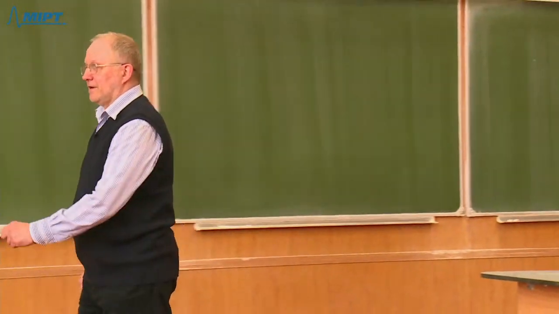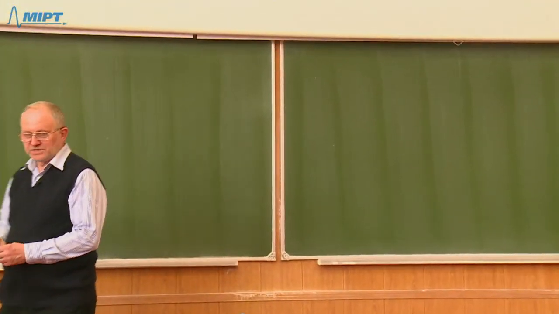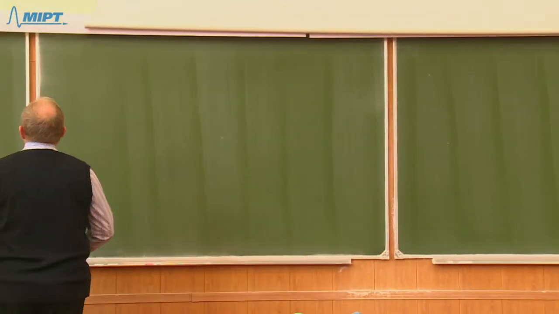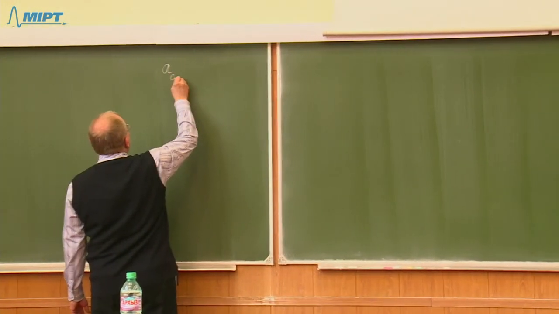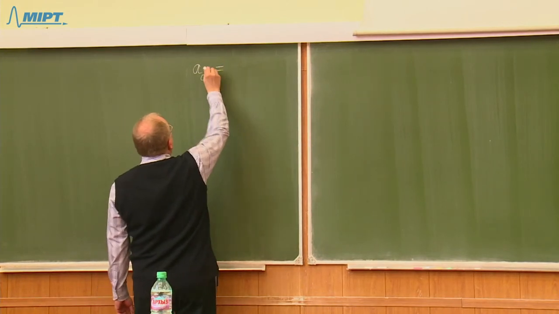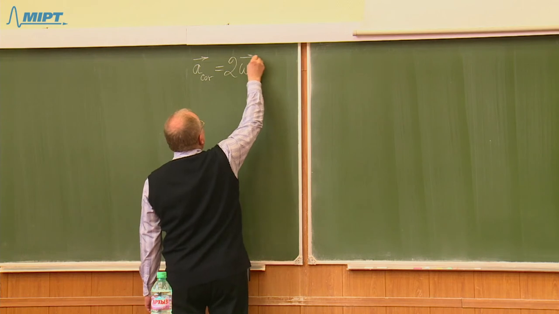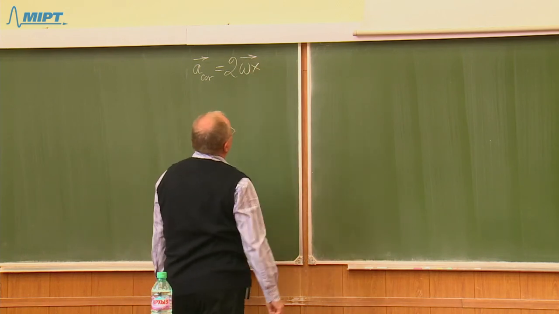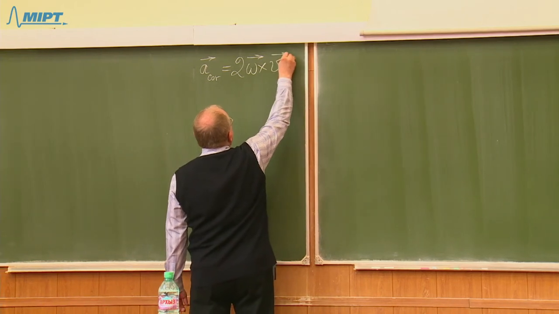And now we continue the discussion of Coriolis acceleration, and the vector of Coriolis acceleration was found to be 2 times the angular velocity vector times velocity.